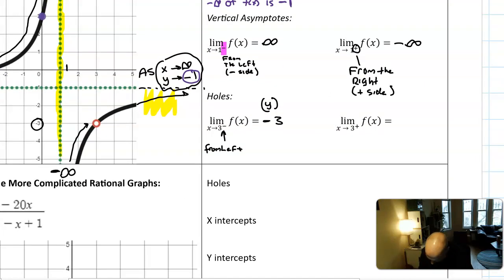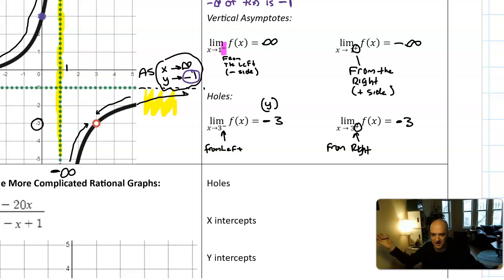And this one, we see the limit as x approaches 3 from the right. As x approaches 3 from the right, that's thinking about this. It's also going to equal negative 3. So in this case, the left and right hand limits agreed. They were equal. But in the asymptote case, the left and right hand limits did not agree.